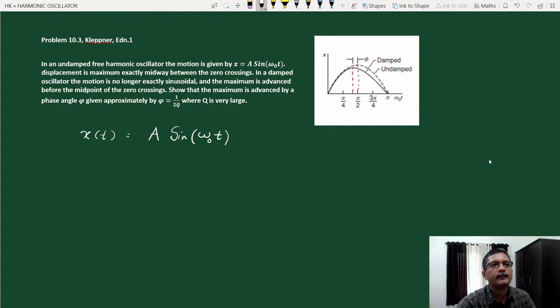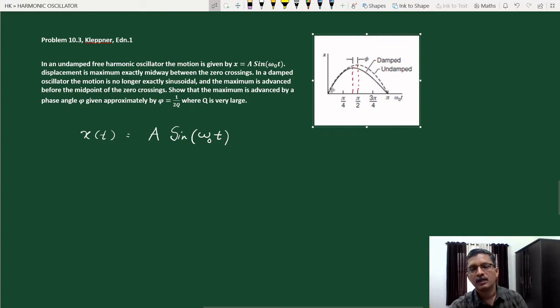Now this is for an undamped oscillator. Displacement is maximum exactly midway between the zero crossings. What does it mean? Consider this figure here. In here, this dashed line represents the undamped oscillator. I have drawn only the first half cycle of this sinusoidal function. We are familiar with the sine function. This is the first half cycle.